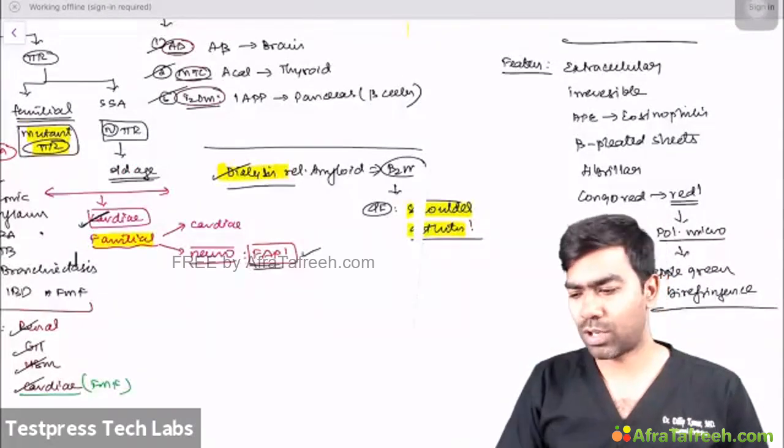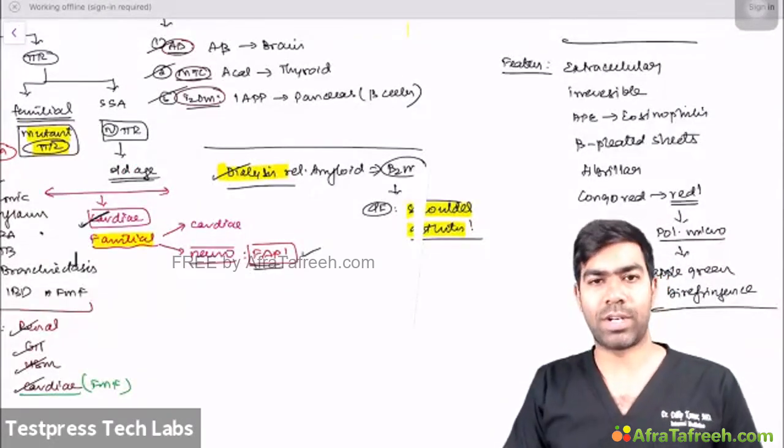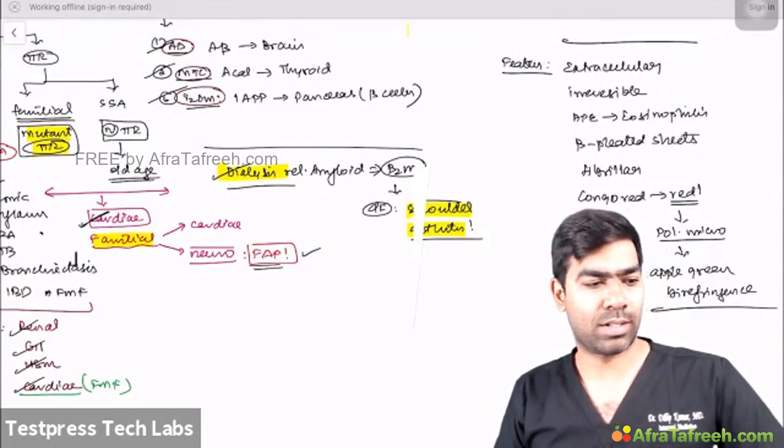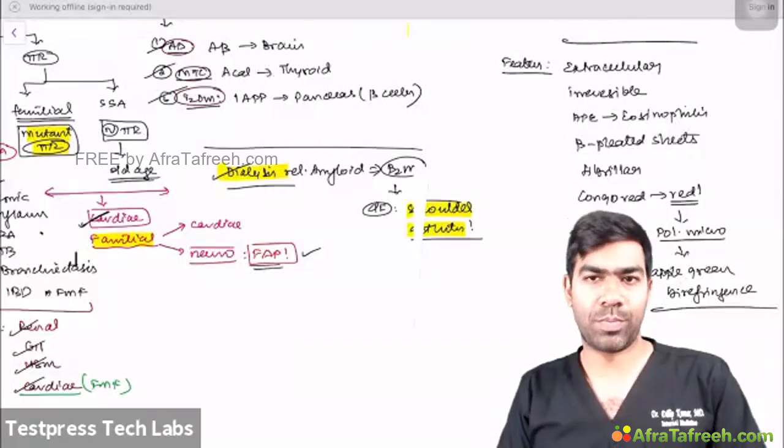Is there anything else you want to add? Whatever I know I have told, but is there anything else that you know that you want to add as far as amyloid is concerned? Because you would be much better in pathology, I guess.